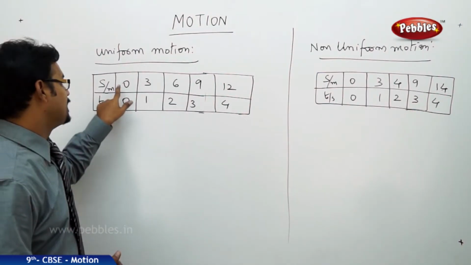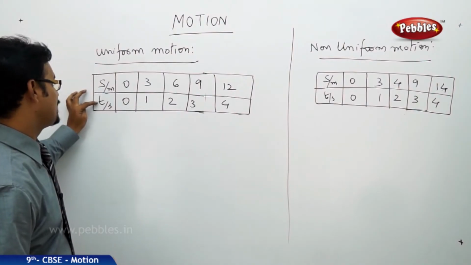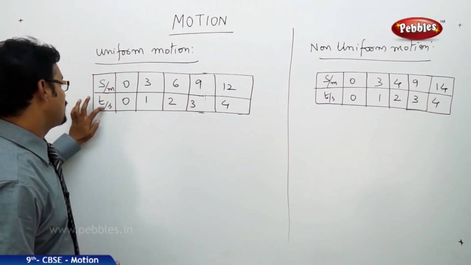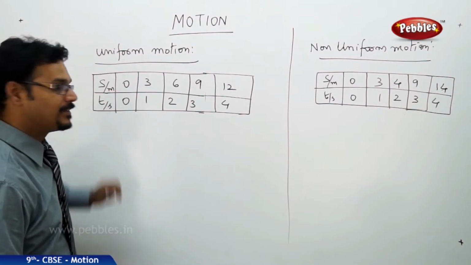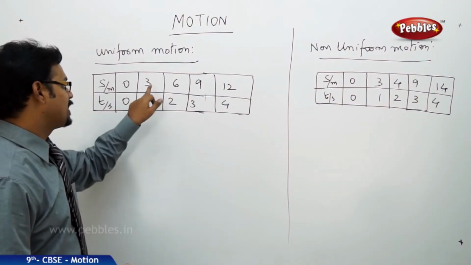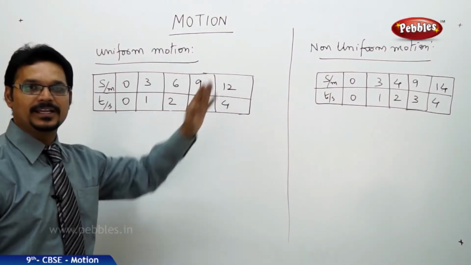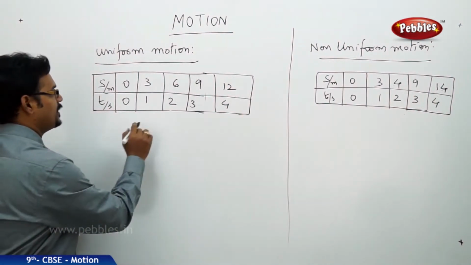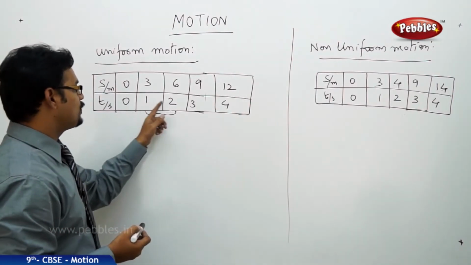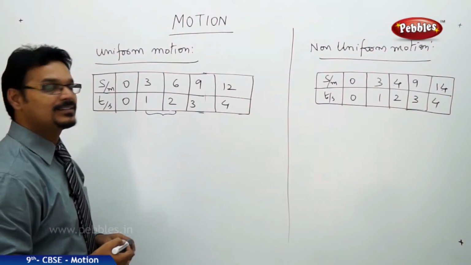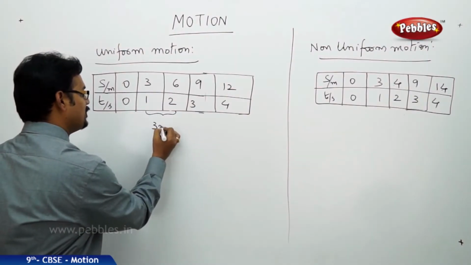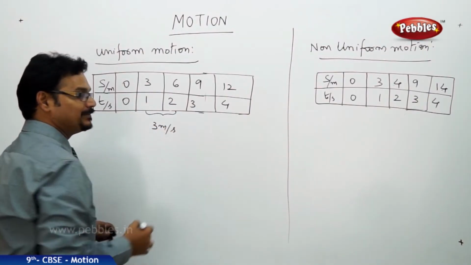At 0 seconds, the distance traveled is 0. S means distance, T means time, S slash m, distance with the unit of distance, meters, time slash s, the unit of time, seconds. So at 0 seconds, distance is 0, which means the body is at rest. At 1 second, it covered 3 meters, at 2 seconds, 6 meters, like that. Now, if you see the time interval from 1 to 2 seconds, what is the distance traveled? 6 minus 3. So the distance traveled is 3 meters per 1 second.